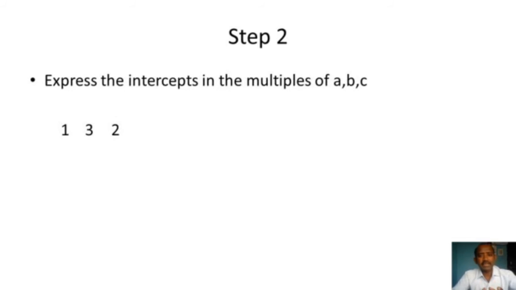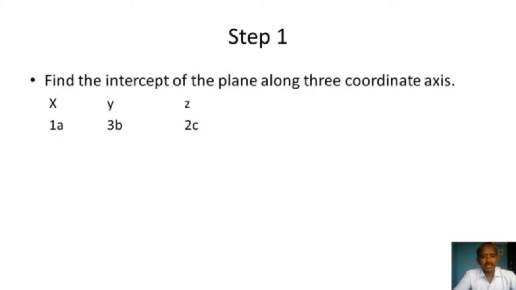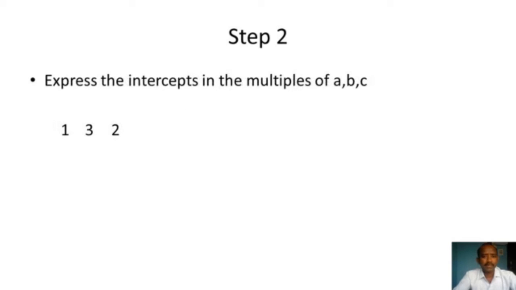Next, express the intercepts in multiples of A, B, C. Here we are dividing by A: 1A by A, 3B by B, 2C by C. So we get only the numbers, the intercepts expressed in terms of multiples of A, B, C. That is, A is 1, B is 3, C is 2.